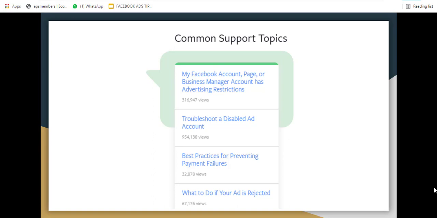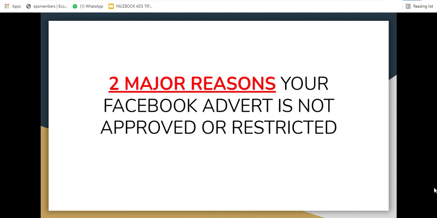And now the question is, what is the way out of this? My observation is there are two major reasons your ad and my ad on Facebook is not approved, or sometimes your ad account is restricted from running Facebook adverts. There are two major reasons why your advert may not be approved, or why your ad account or your Facebook page may be restricted from running adverts.